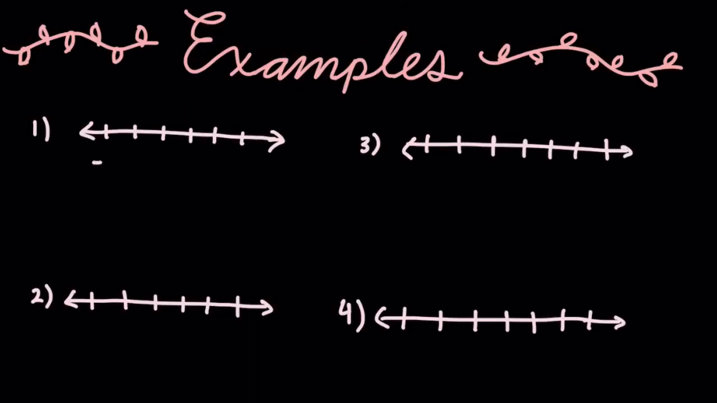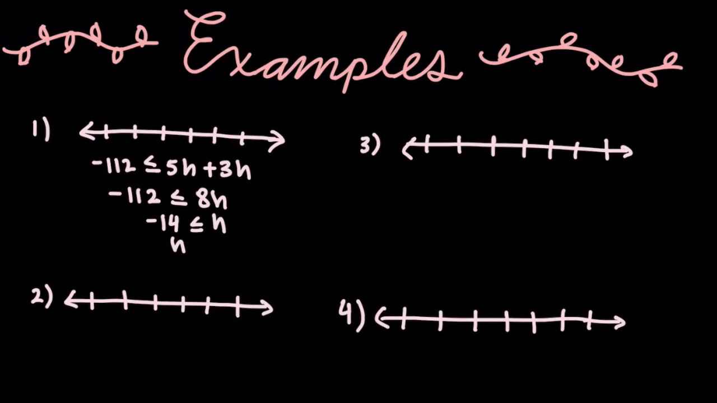The first one that we will try to do is negative 112 is less than or equal to 5h plus 3h. Here we can combine 5h and 3h and rewrite our expression as negative 112 is less than or equal to 8h. We can divide both sides by 8 and say negative 14 is less than or equal to h, or h is greater than or equal to negative 14.